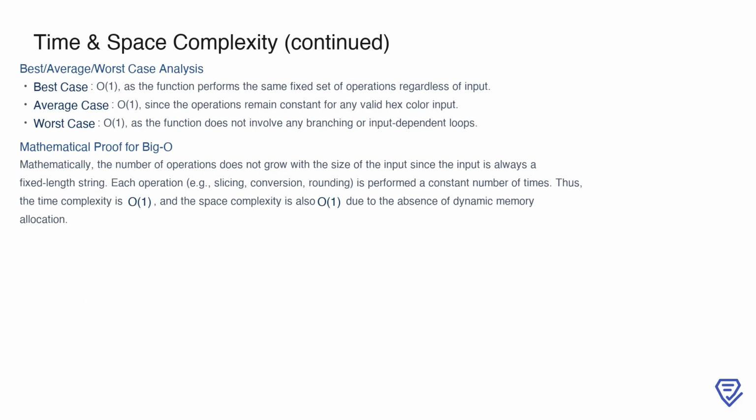The similar RGB function performs consistently regardless of the input, making its time complexity O(1) in all cases. In the best, average, and worst-case scenarios, the function executes the same fixed set of operations. It does not involve any input-dependent loops, conditional branches, or recursive calls that could alter its behavior based on the input. Mathematically, the big O notation remains constant because the number of operations does not scale with the input size. Every step, from slicing the input to processing components and constructing the output, involves a fixed number of operations performed a constant number of times.